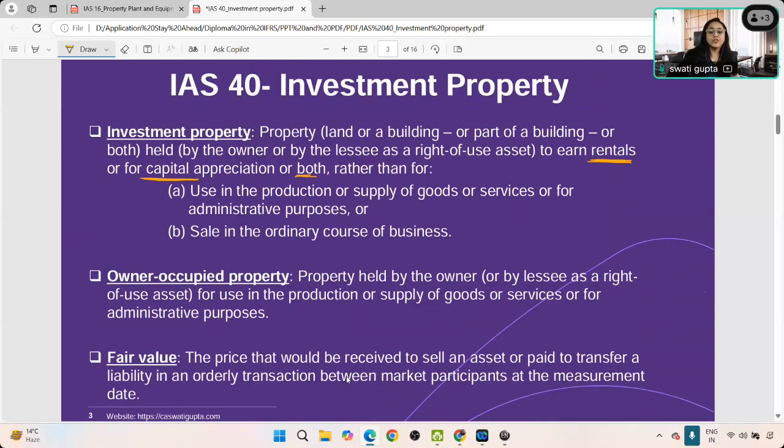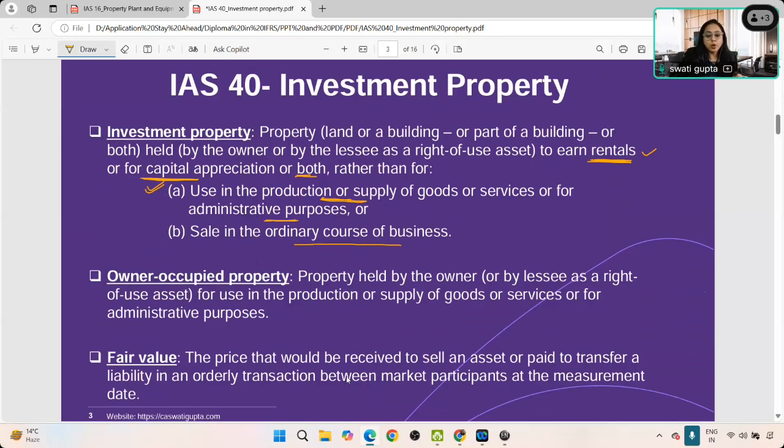So if your intention, if your reason behind that asset is to collect rents or wait for the value appreciation, or maybe a combination of both, then we'll say that asset is good to go ahead and be classified as investment property under IAS 40. It should rather not be used for business purpose, that is for production of goods and supply of services, for collecting rents and for admin purpose, or it should not be sold in the ordinary course.